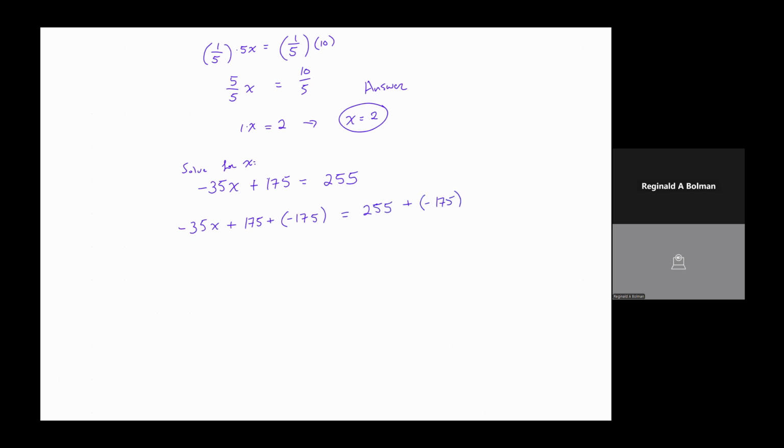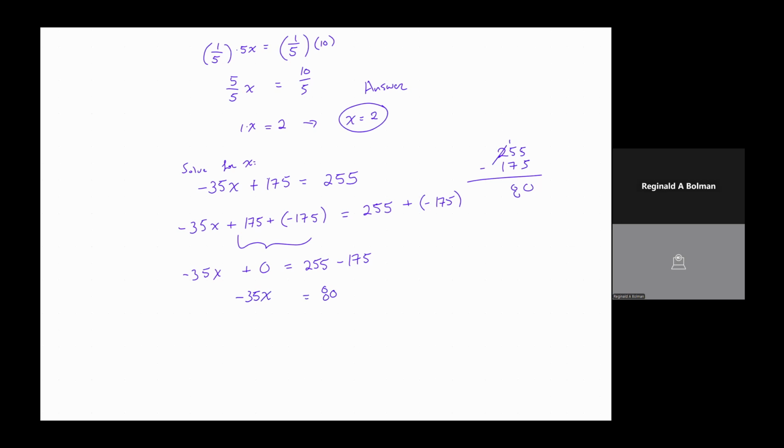This allows us to add to 0. We get negative 35x plus 0 is equal to 255 minus 175 on the other side of our equal sign. 255 minus 175: 5 minus 5 gives you 0, and of course you have to borrow a 10, so 15 minus 7 is going to be, let's see, 8. So you get 80 on the other side of your equal sign, is equal to negative 35x.